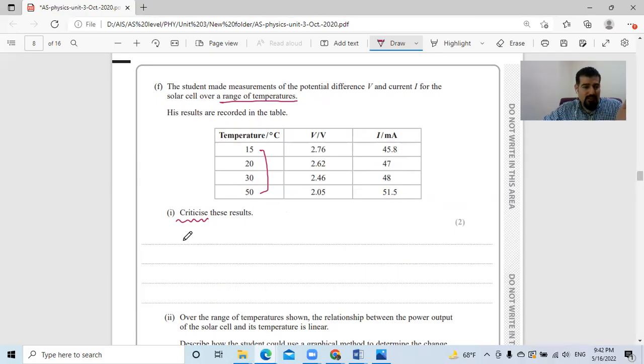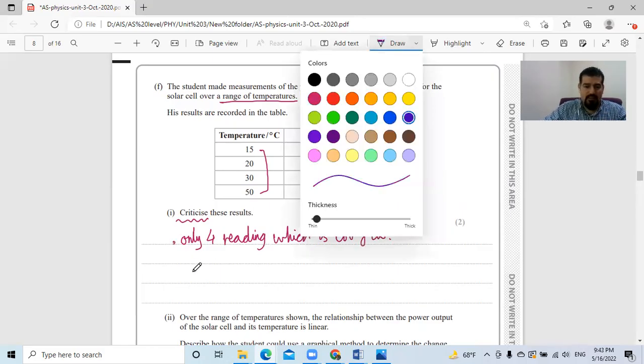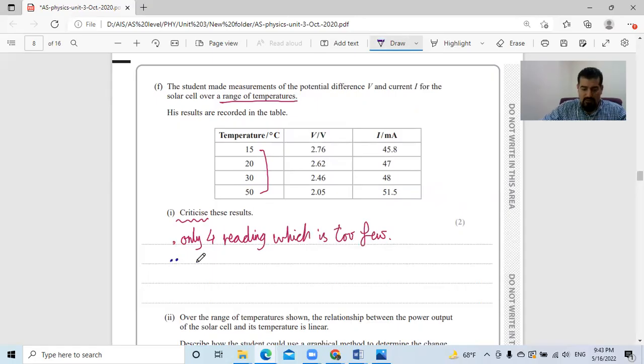So I'm going to write, yes, thank you, Hamza, for your answers. Only 4 readings, which is too few. That's one answer. Another answer, I can write here, too small range of temperature.